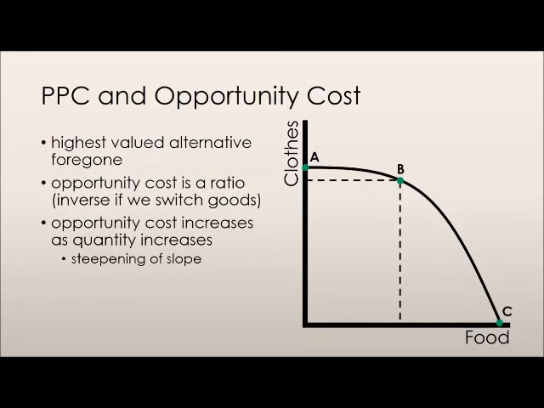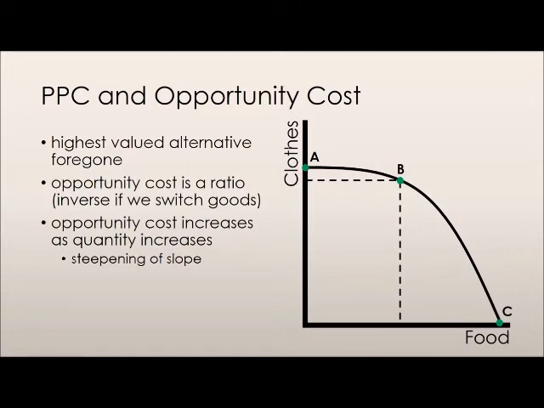Opportunity cost is defined as the highest valued alternative foregone. This just means that whatever you're giving up in order to get something else is considered the equivalent of the cost. If you don't understand the next little bit, don't worry. I'll clear up any confusion with an example. Just bear with me. Opportunity cost is seen as a ratio. It is the decrease in the quantity produced of one good divided by the increase in the quantity produced of the other good as we move along the curve.